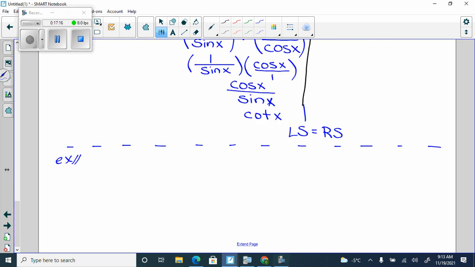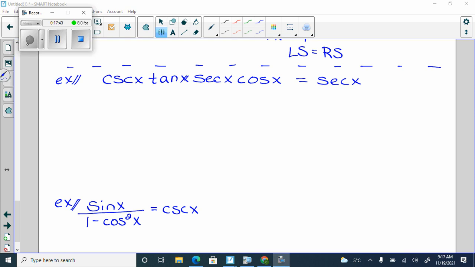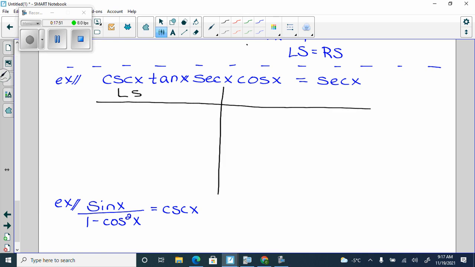Example: cosecant x tan x. So we're proving all of these because I put the big word prove at the top. Secant x cos x equals secant x, if there's no signs yet. So we're going to have left side. I went to do my old way, that's why that didn't help me. And then right side, and then I have cosecant x tan x.